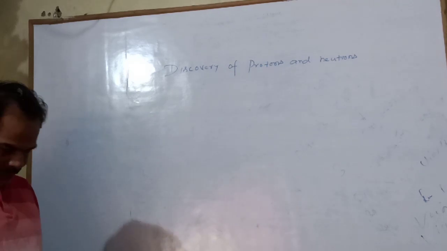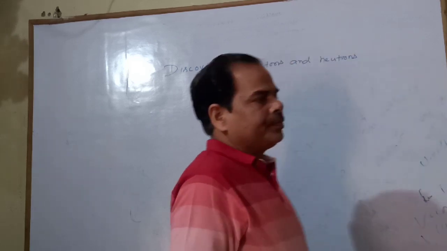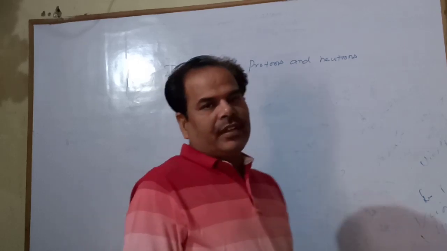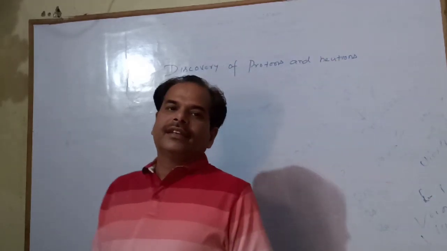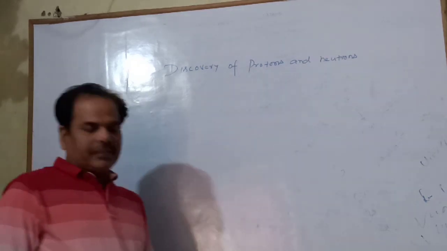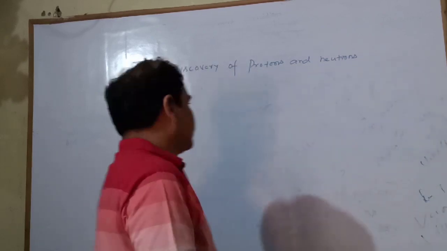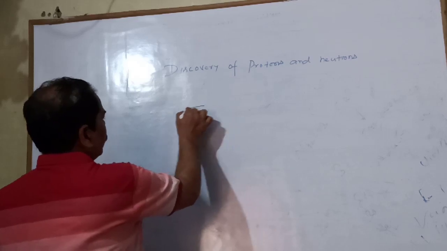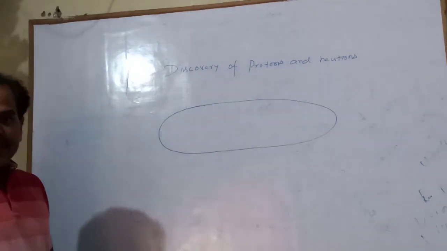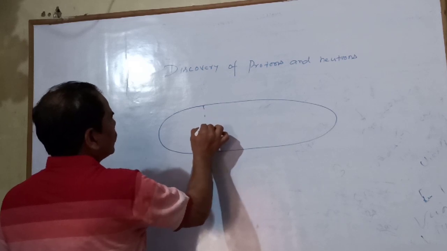Goldstein utilized the discharge tube made up of hard glass, and it is cylindrical in nature. It is fitted with two electrodes, cathode and anode. Goldstein uses the discharge tube in which the cathode was used perforated.